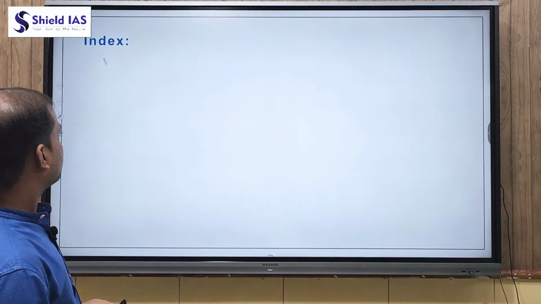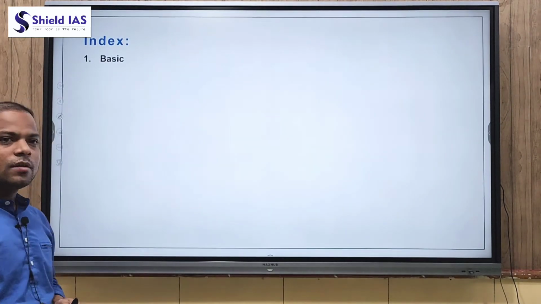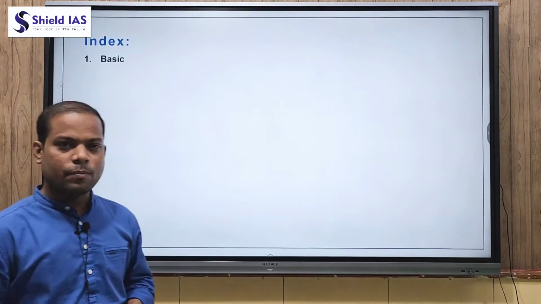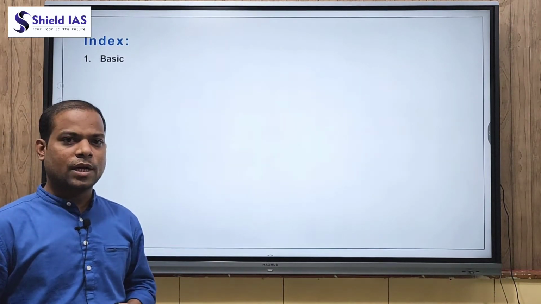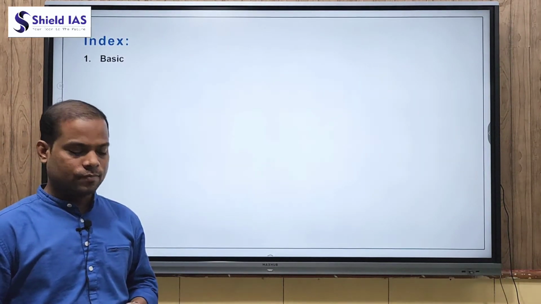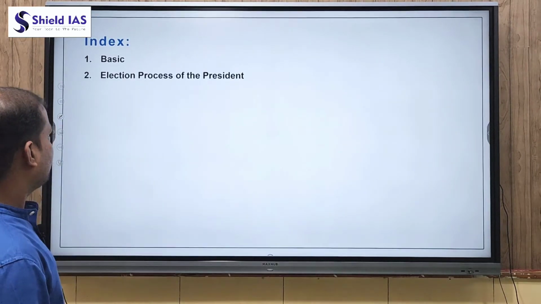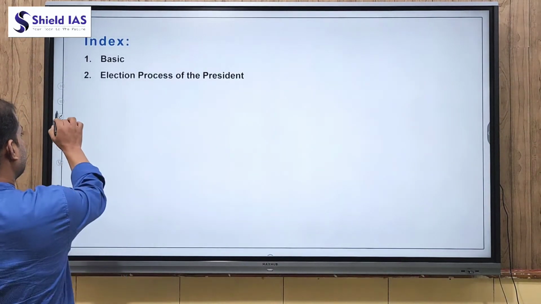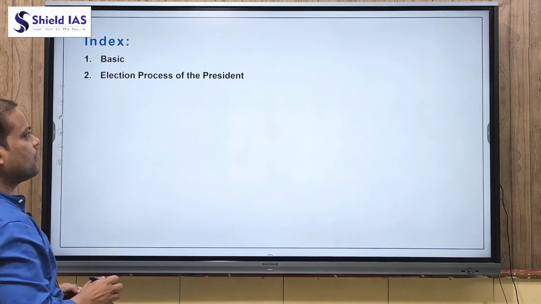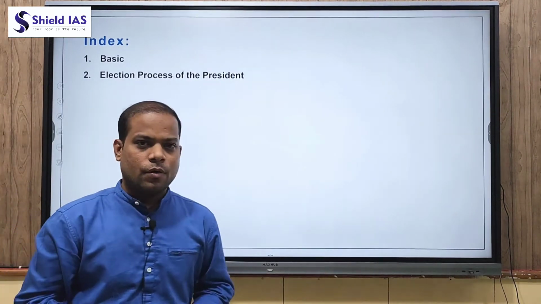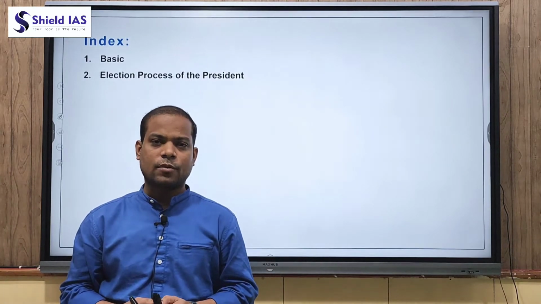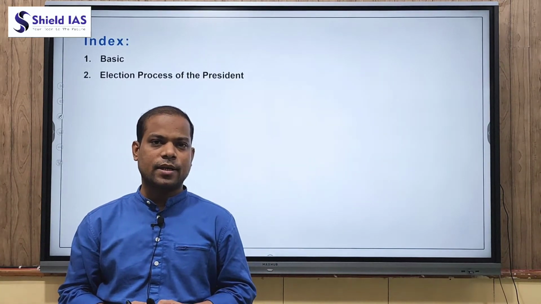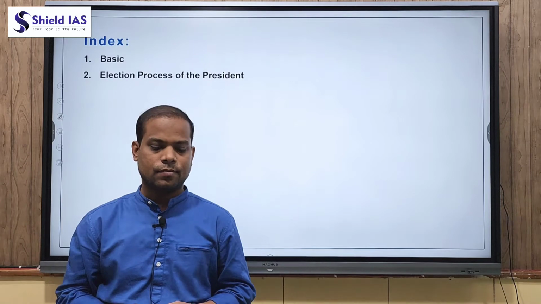So first we will discuss the basic information of President of India. In basic information, we would discuss which article of the Indian Constitution demands that there shall be a President of India. After completing the basic information, we'll start the election process. In the election process, we'll see who are the members of Parliament that are part of the electoral college and participate in the election of the president.